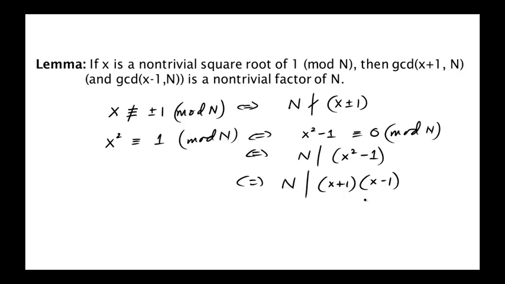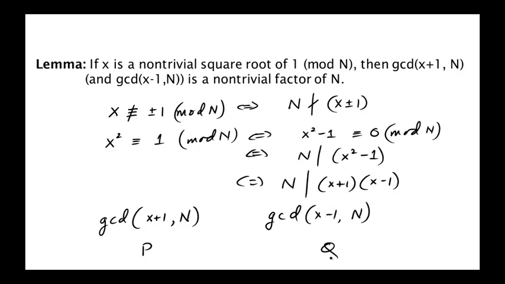Okay. Well, the only way it could be is if some of the prime factors of n divide x plus 1 and some of them divide x minus 1. So what this tells us is that the greatest common divisor of x plus 1 and n must be a part of n, but in our case n is just a product of two primes, so this must give us one of the prime factors, and the greatest common divisor of x minus 1 and n must give us the other prime factor. Right? So for example, this might give us p, this might give us q, and that's how we can factor.